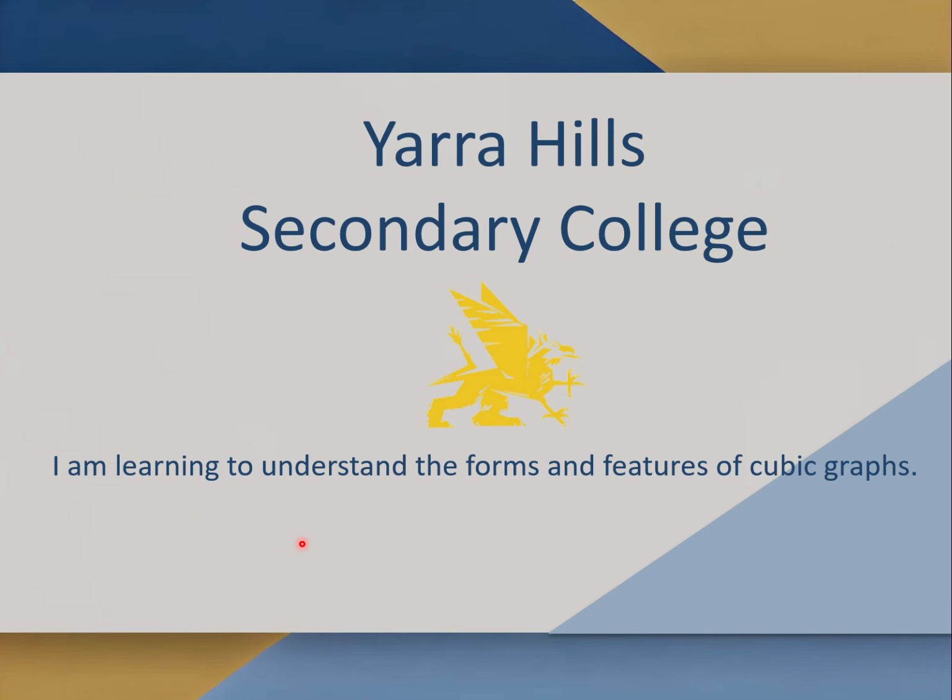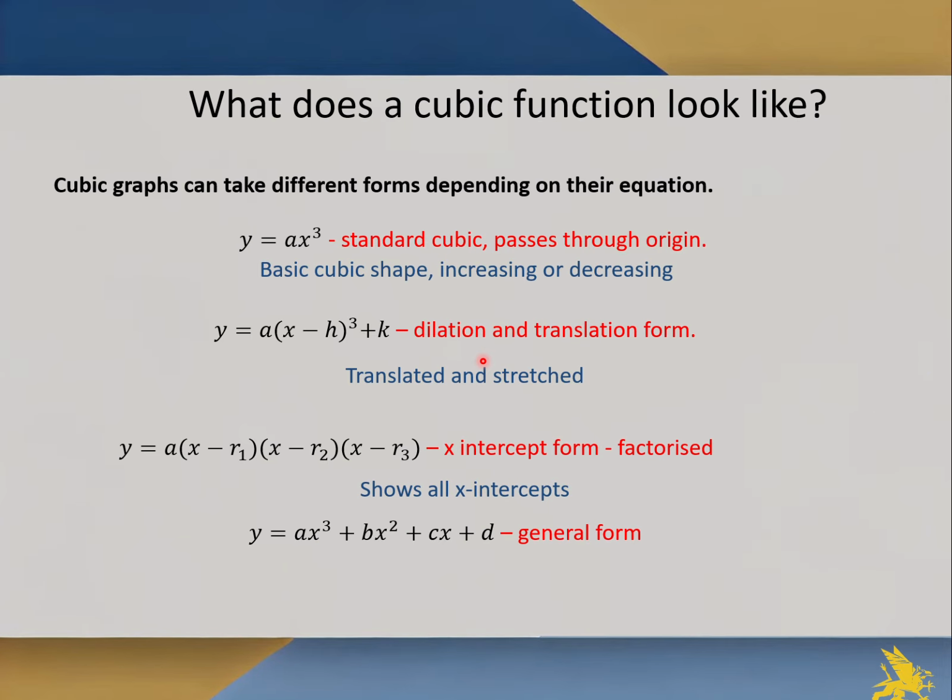Okay, we are going to be looking at 6H today from the Unit 1 and 2 Cambridge Methods textbook. So this is focusing on understanding the forms and features of cubic graphs. The basic form that we started off with was looking at y equals ax cubed. So this is the standard cubic that passes through the origin.